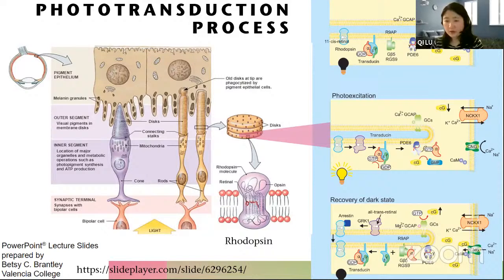This binding will activate PDE6, which hydrolyzes cyclic GMP to GMP. This step will reduce the concentration of cyclic GMP. Then the CNG channel is closed, the cations stop flowing into the cell, and the photoreceptor's membrane potential will decrease. So this is how the phototransduction process goes on in the photoreceptor.